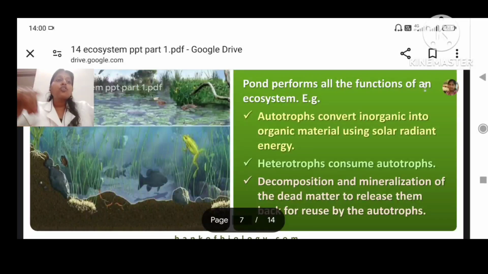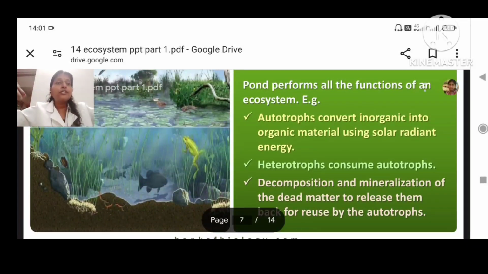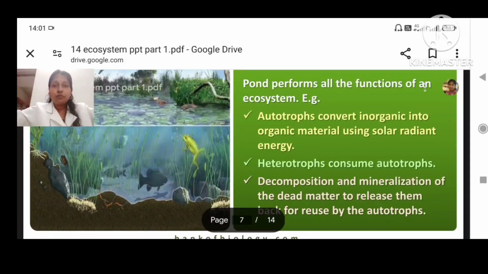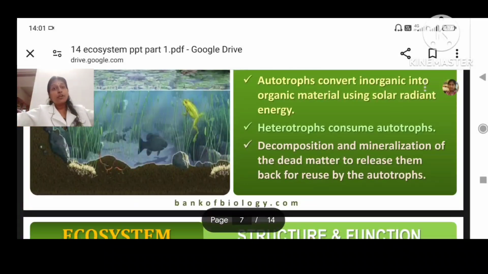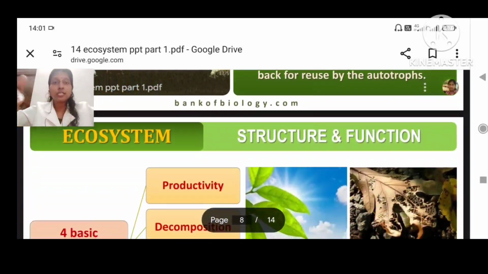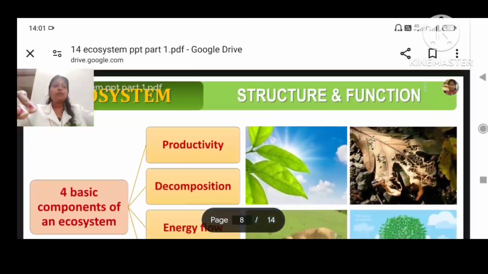You see, autotrophs convert inorganic food into organic material through photosynthesis, that is solar energy. Heterotrophs are consuming the autotrophs. Decomposers, when you are seeing, they are decomposing, and minerals are put back into the water as well as the soil, which can be taken by plants again for photosynthesis, and the cycle continues. Okay, so this is regarding your pond ecosystem. Hope so it's clear. I don't think any doubt is there.